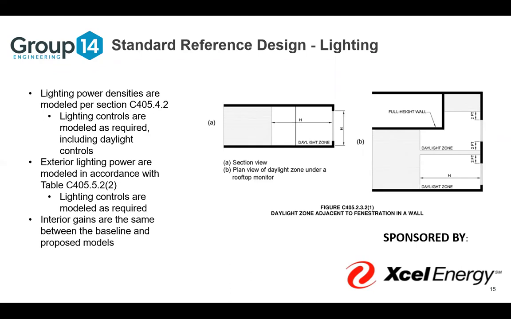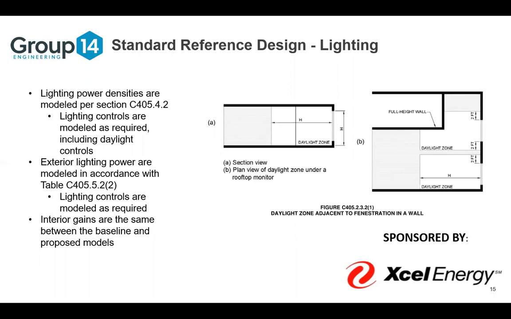Exterior lighting power: you model the allowed exterior lighting power density in the baseline. You want to make sure that the lighting controls are modeled as required. Again, what we don't want to see is people modeling the exterior lights as continuously on in the baseline, so you get a ton of savings. They have to be on either a timer or a photosensor. And then interior gains are the same between the baseline and proposed model.